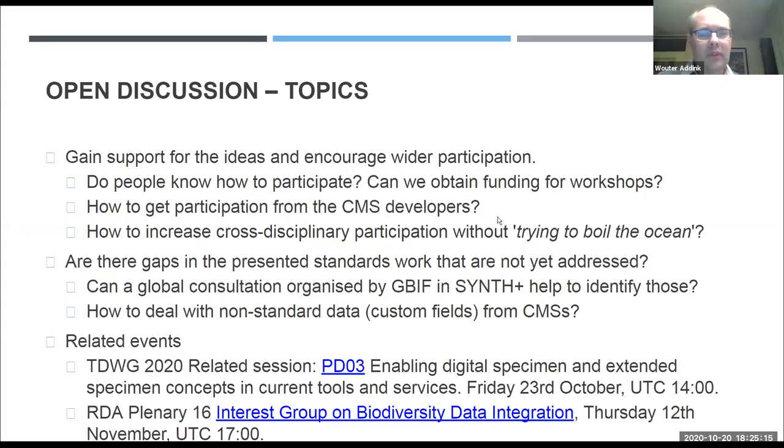Share the topics again. We already mentioned that there are some related upcoming events. We will also have the related session about enabling digital specimen and extended specimen concepts in current tools and services, which is on Friday. And there will be a session in the RDA plenary 16 in mid-November in the intergroup on biodiversity data integration.